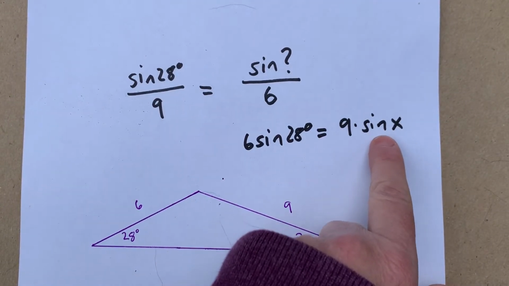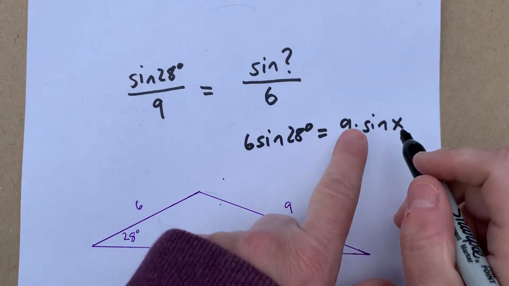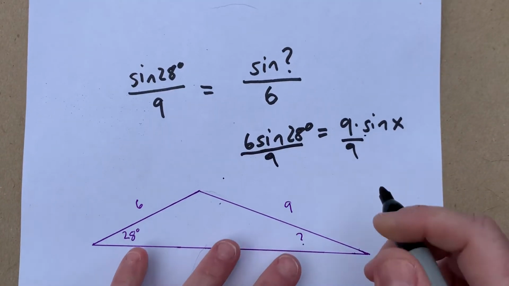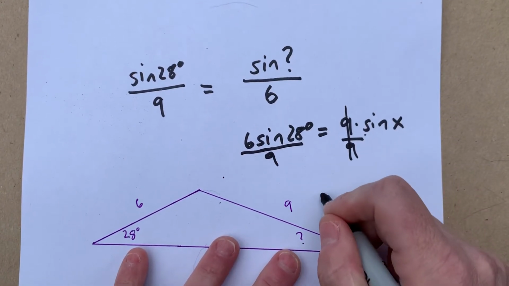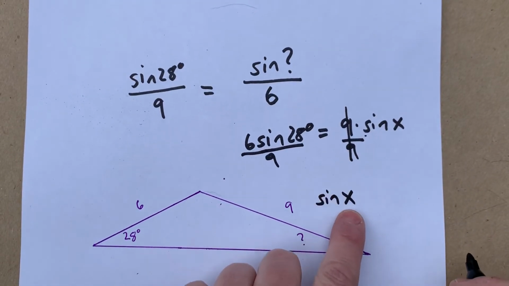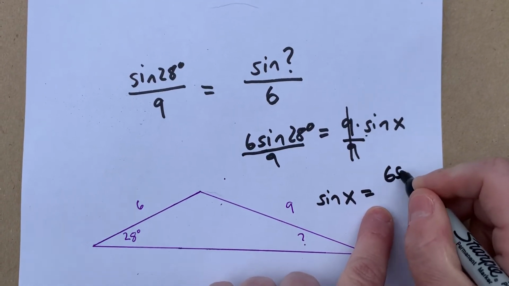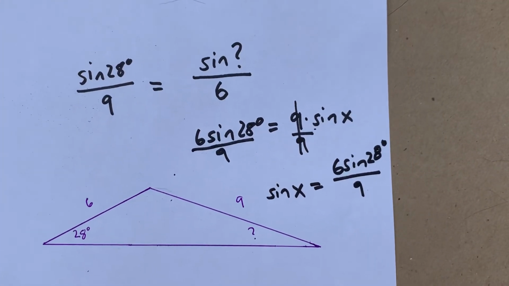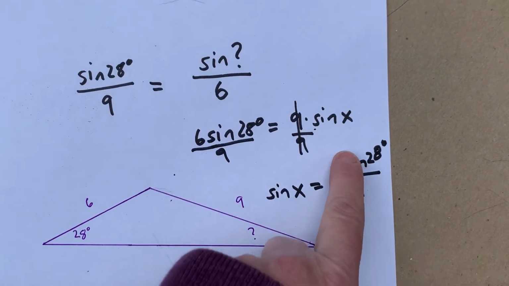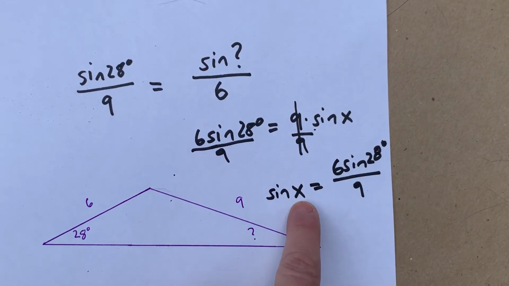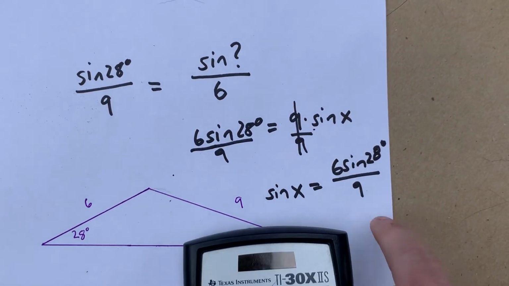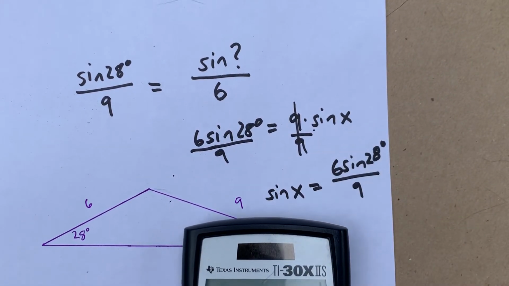I want to get this guy right here by itself, so I'm going to divide both sides by 9. Now I've got these to go away, so sine of some angle that I don't know is equal to this value right here. And the question that I'm left with is, I know the ratio, but I don't know the angle. How do I put something like that into my calculator? Well, the first thing that I'm going to do is take this here, put it in my calculator, and get a value.